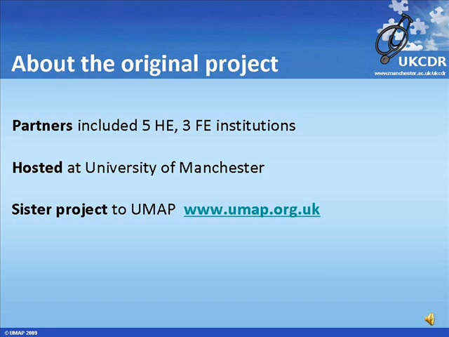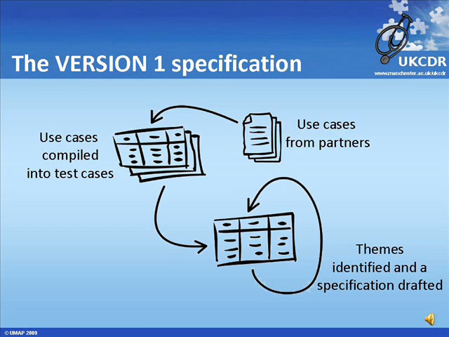The original partnership included 5 higher education institutions and 3 further education institutions. The project itself was hosted at the University of Manchester, and is a sister project to UMAP, a partnership to share, quality assure and use items of a high standard and quality for undergraduate medicine. The original project created what we shall refer to as the version 1 specification.